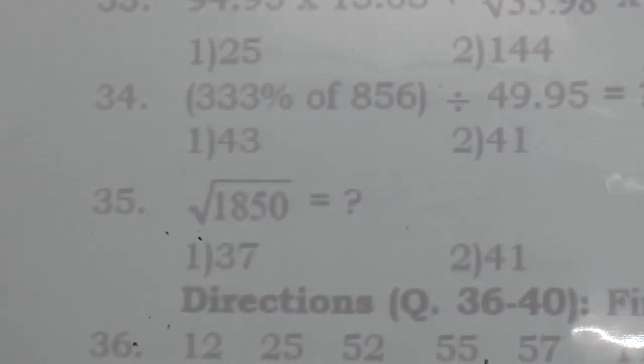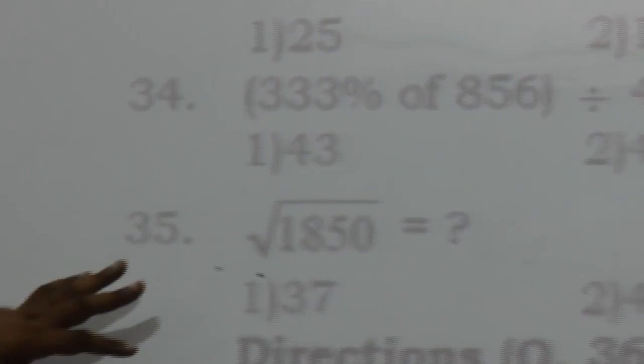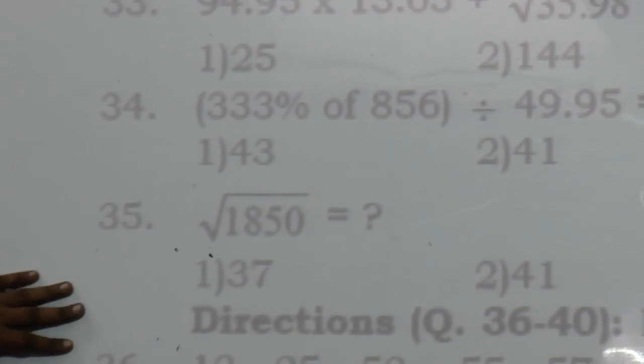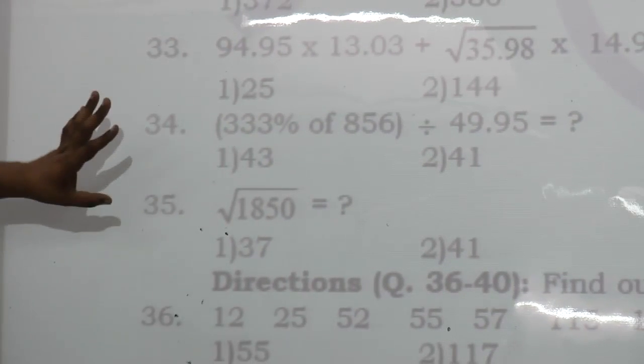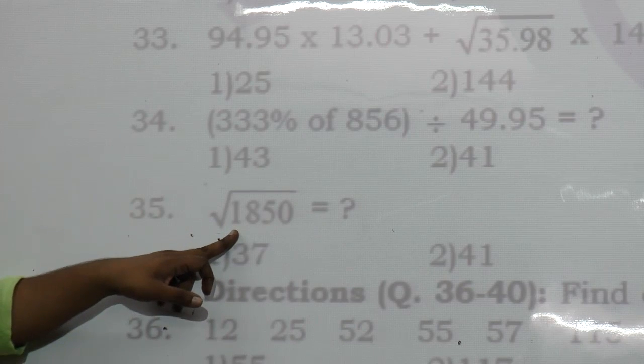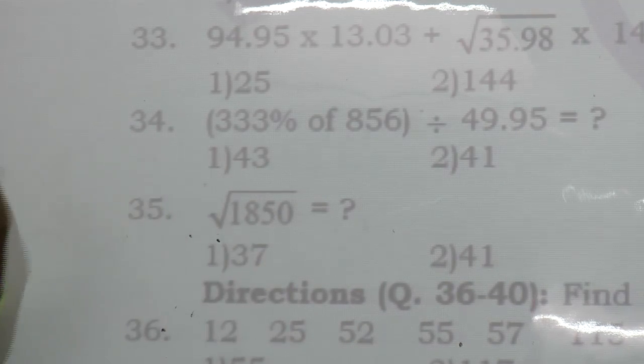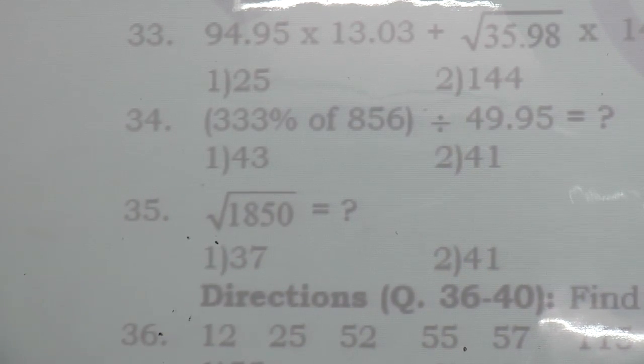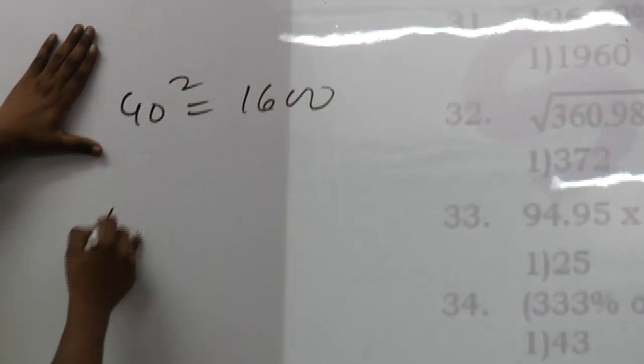Under root 1850. If you are comfortable, fine. Otherwise, look at your options. So, options are nearby 40. So, answer is nearby 40. 40 square? More than that, answer is more than 40. What is the next square which is easy to calculate more than 40? 45. So, 40 square is 1600. 45 square, 5 square 25.